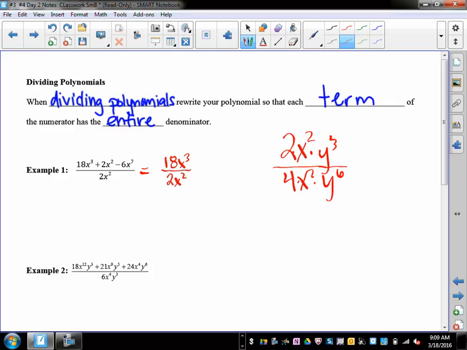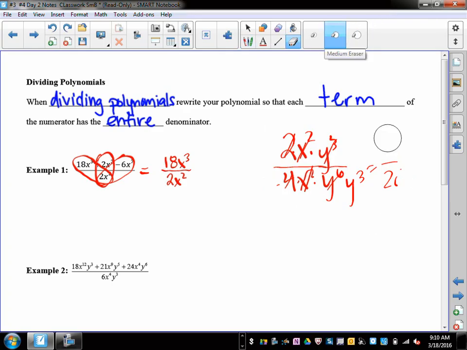So when we have terms being added together in the numerator, each one has to be divided by that denominator. Whereas here, when we were multiplying, we just reduce to get our final answer. So when we are all multiplication, we reduce. But over here, we're adding and subtracting in my numerator, so I have to divide each individual term.